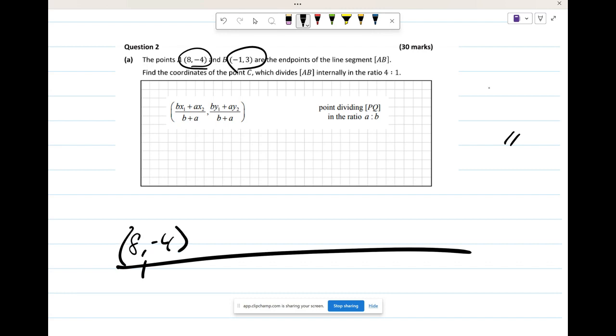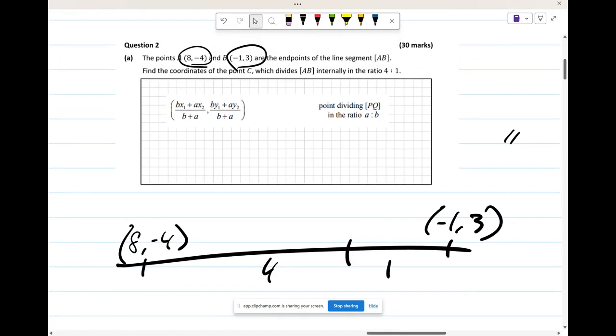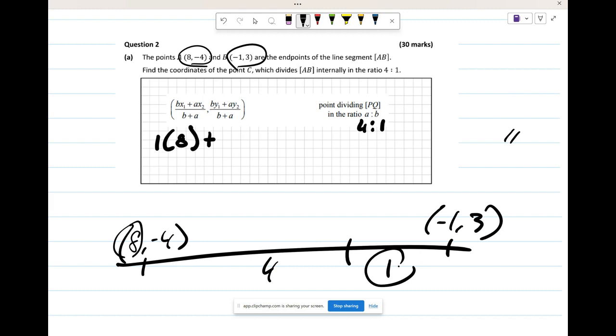So this will be (8, -4) and (-1, 3). And we want to divide it into the ratio 4:1. And so our ratio is A:B, so A here is going to be 4, and B is going to be 1. And our x1, x2, and y1, y2 are just going to be our points on either end. So B is 1, so we're going to multiply that by x1, which is going to be 8. So 1 times 8 plus A is 4, and we're going to multiply that by x2, so it's going to be -1.